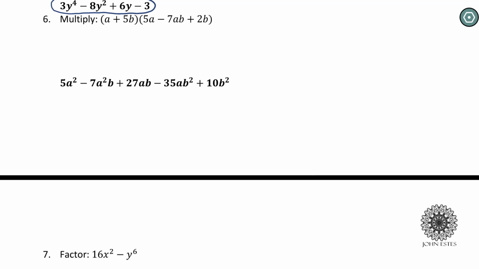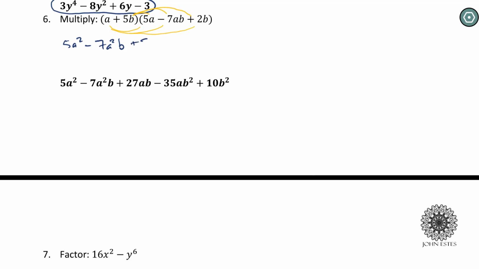And this time I'm having to use the FOIL method, or a version of the FOIL method, where I'm distributing the a across, distributing the 5b across, and then adding my like terms. So when I distribute the a across, I have 5a squared minus 7a squared times b, right? Because that was negative 7ab times a. So that gives me a negative 7a squared b.